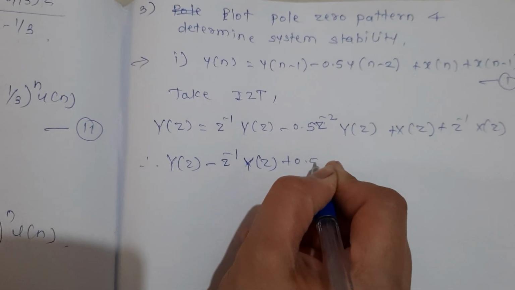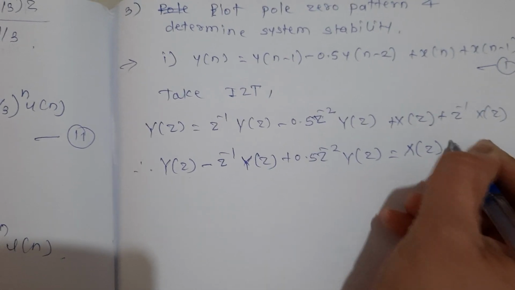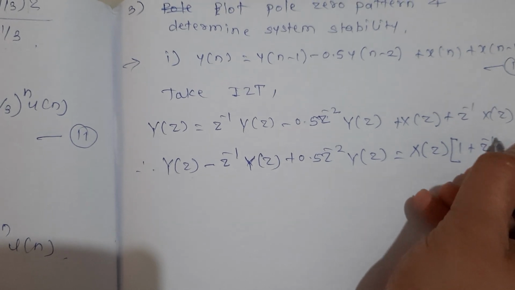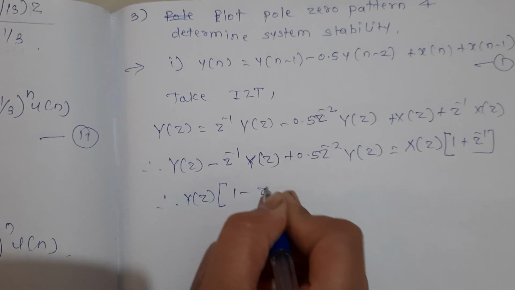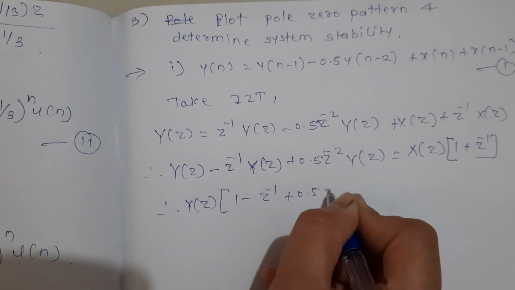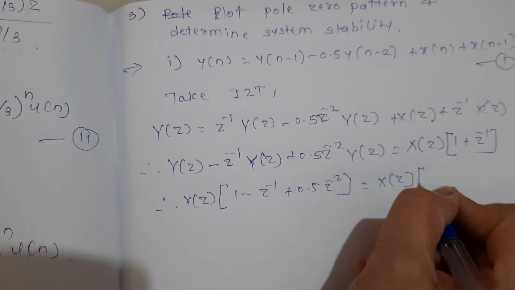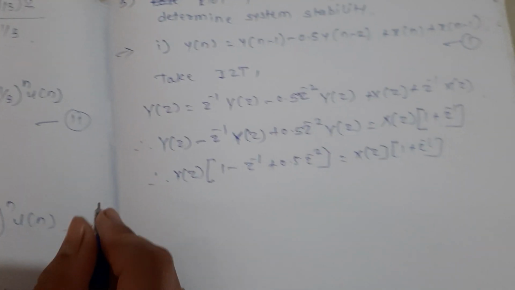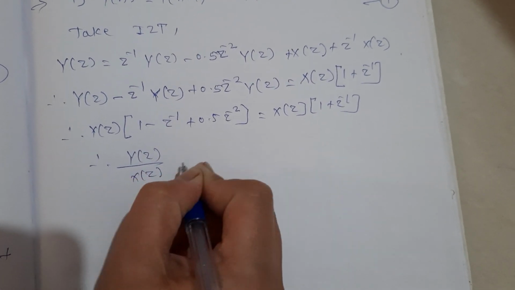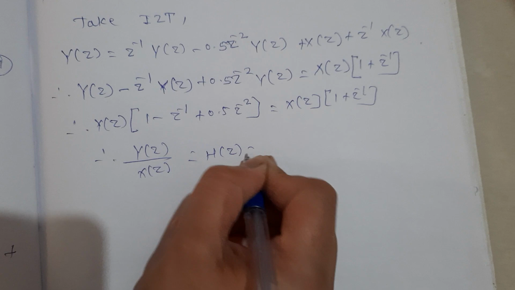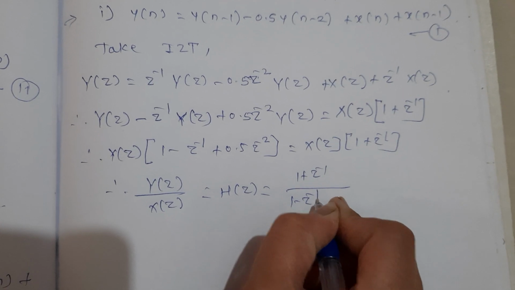plus 0.5 z raised to minus 2 y of z is equal to x of z, which is common, taken outside the bracket, 1 plus z raised to minus 1. Now here also y of z is common outside the bracket: 1 minus z raised to minus 1 plus 0.5 z raised to minus 2, times y of z, is equal to x of z times 1 plus z raised to minus 1. So we can write y of z divided by x of z is equal to h of z is equal to 1 plus z raised to minus 1 divided by 1 minus z raised to minus 1 plus 0.5 z raised to minus 2.